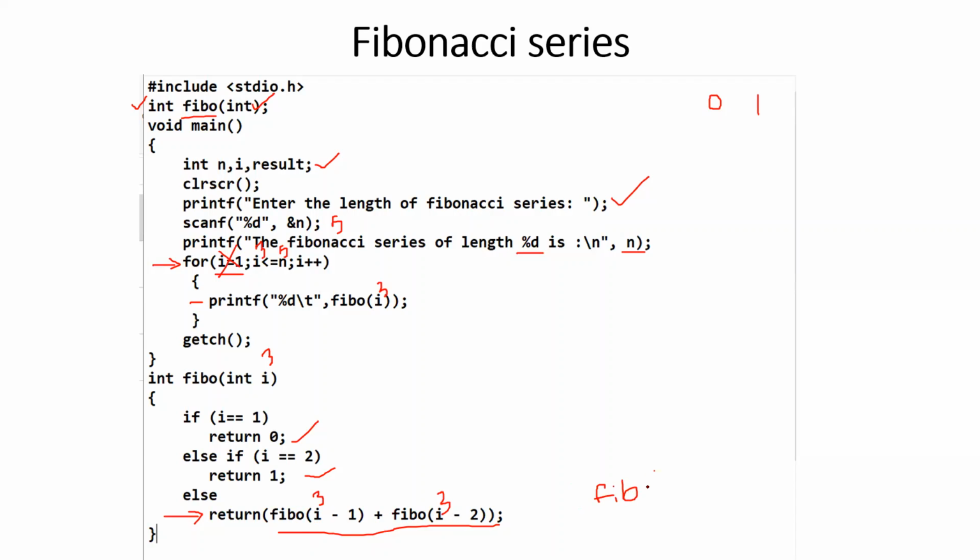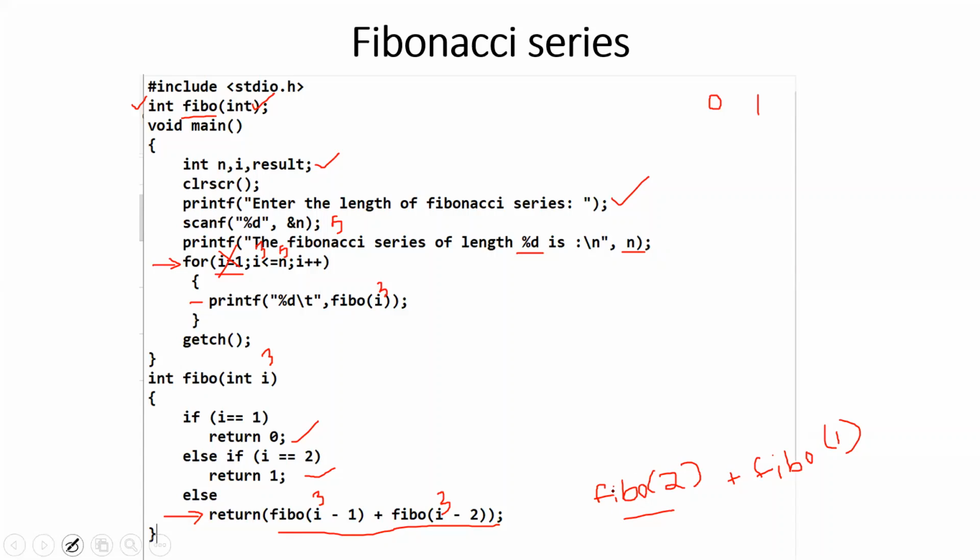What is Fibo of 3 minus 1? Fibo of 3 minus 1 is 2, right? Fibo of 2 plus Fibo of 3 minus 2 is what? Fibo of 1, right? So we will be subtracting and substituting Fibo of 2 plus Fibo of 1. You know that Fibo of 2, when we are calling from this return, we don't know the value of Fibo of 2.